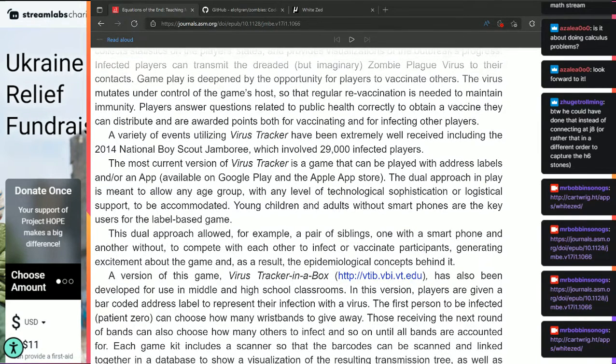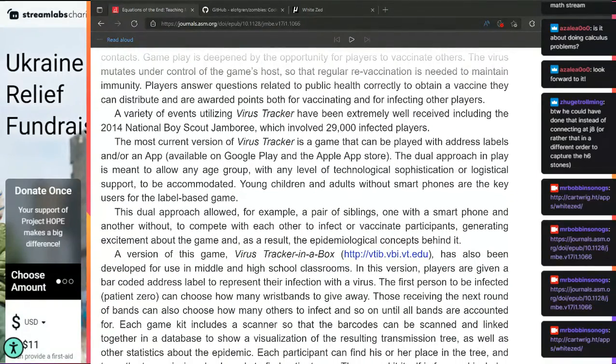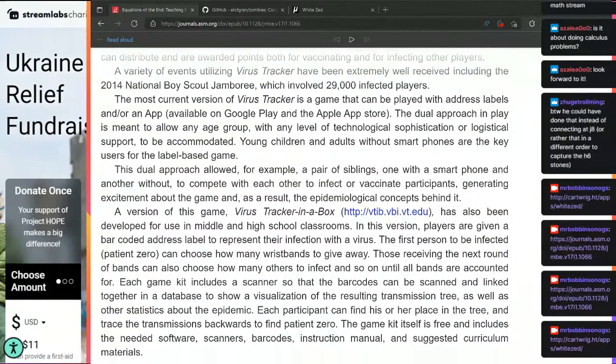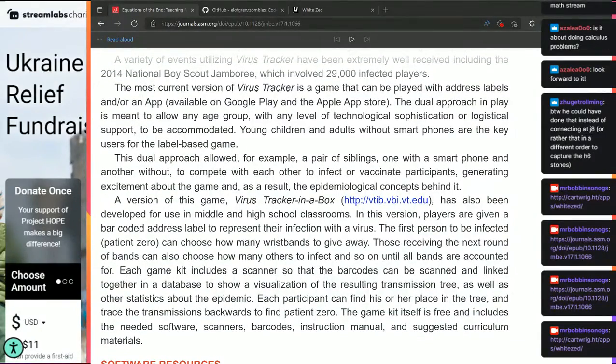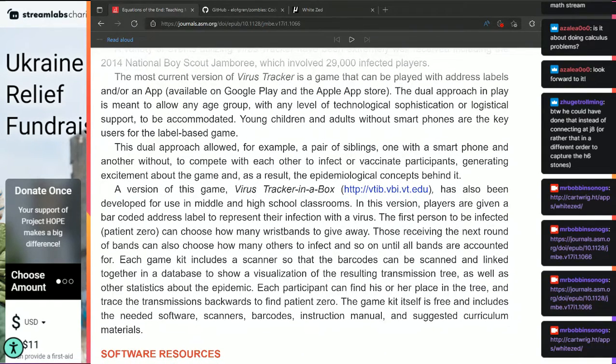Interesting, okay. A variety of events utilizing Virus Tracker have been extremely well received, including the 2014 National Boy Scout Jamboree, which involved 29,000 infected players. The most current version of Virus Tracker is a game that can be played with address labels and or an app in the App Store.